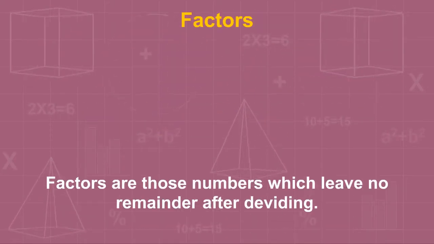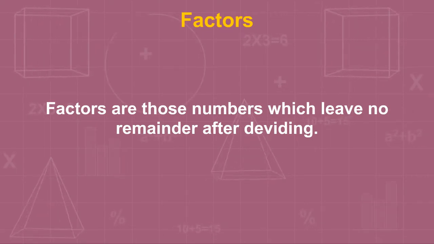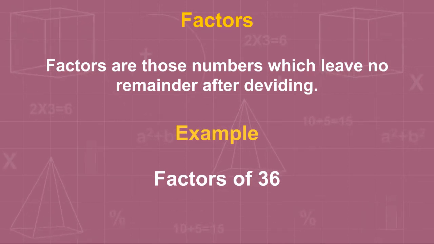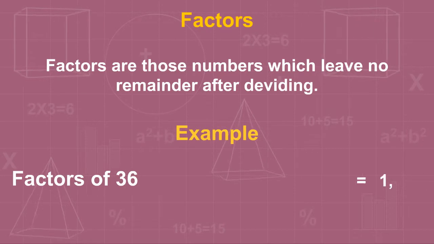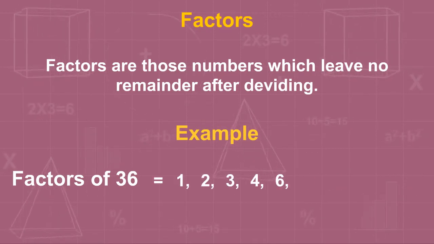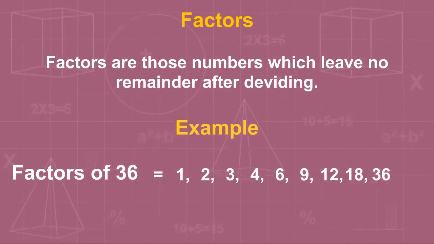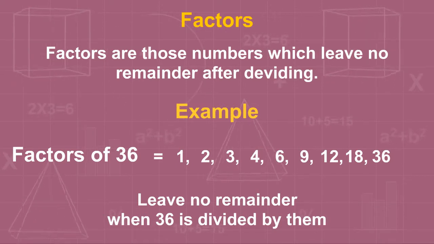Factors. Factors are those numbers which leave no remainder after dividing. Let's take an example. Consider the factors of 36. Factors of 36 are 1, 2, 3, 4, 6, 9, 12, 18 and 36 because they leave no remainder when 36 is divided by them.